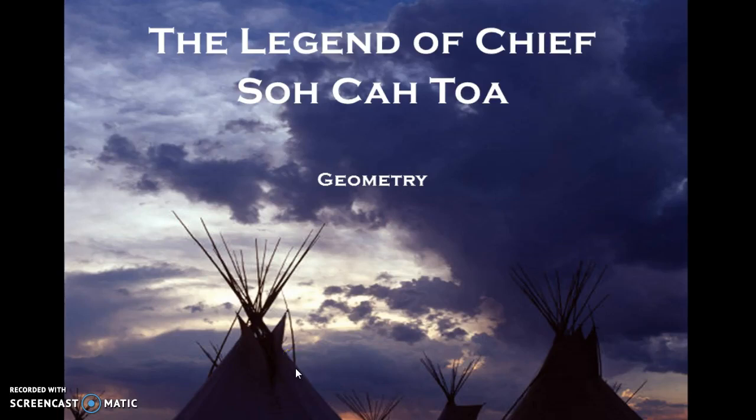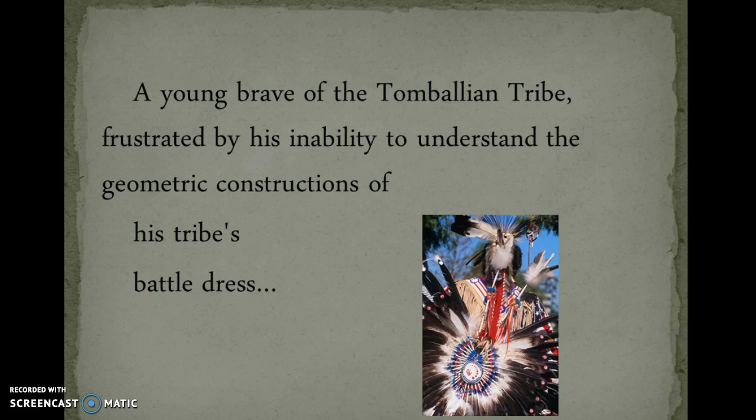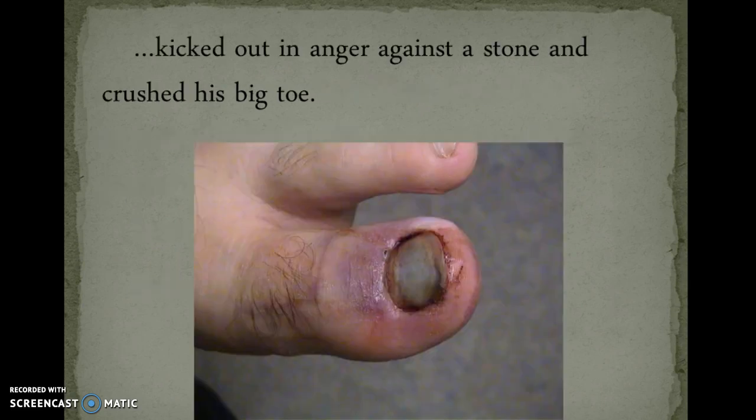The legend of Chief Sohcah, a young brave of the Tambolian tribe, frustrated by his inability to understand the geometric constructions of his tribe's battle dress, kicked out in anger against a stone and crushed his big toe.